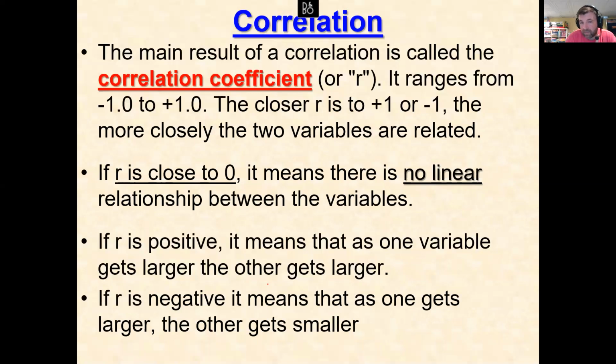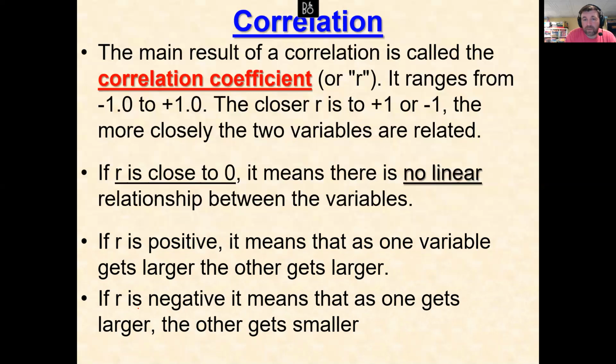If R is negative, it means that as one variable gets larger, the other gets smaller. As X goes up, Y goes down. Or as X goes down, Y goes up. They're doing the opposite. It's a negative relationship. Okay, so positive, the variables are both doing the same thing, going up or down. Negative, one's going up, one's going down.